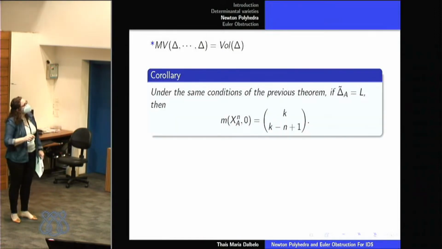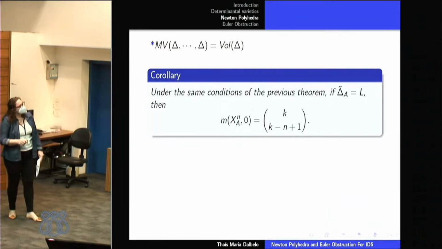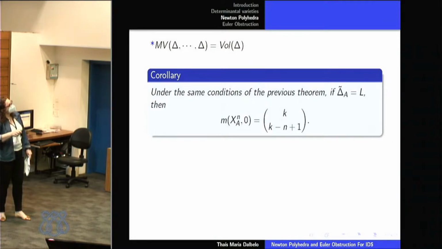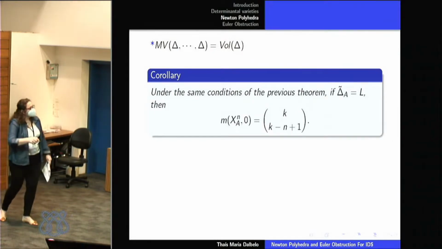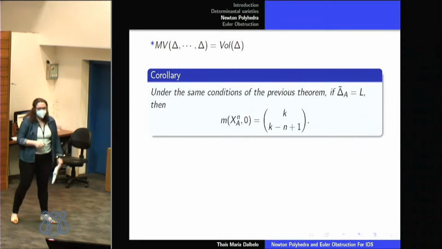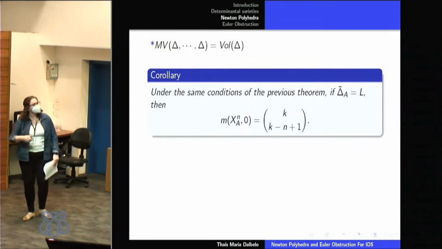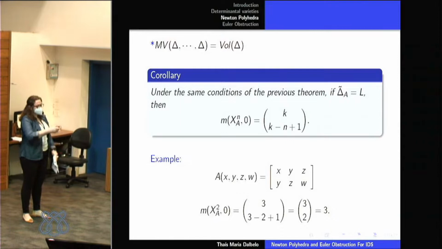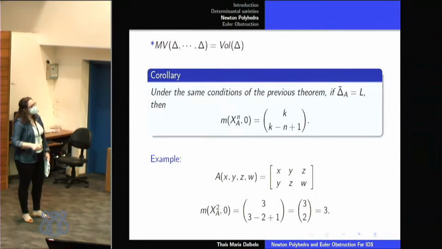Then, under the same conditions of the previous theorem, if ΔÃ is equal to L, the standard simplex in R^n, then using this equality, the previous formula becomes, in this case, this formula, which is just a binomial coefficient. So, for example, in this case, the multiplicity of this determinantal surface is equal to 3.